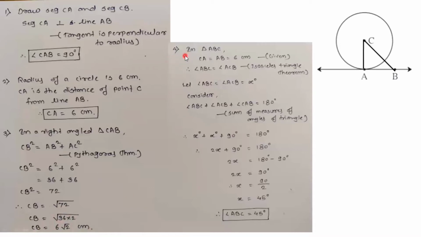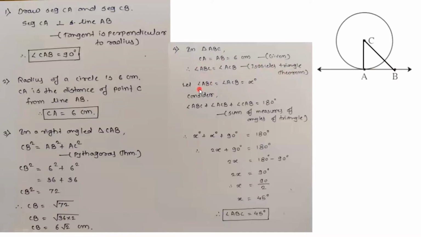Now to find the answer of the fourth question, we should consider triangle ABC. So in this triangle ABC, it is given that AB is 6, AC is also 6. That's why these two sides are congruent. If in a triangle two sides are congruent, the opposite angles are also congruent. That is by isosceles triangle theorem. That's why angle ABC is congruent with angle ACB.